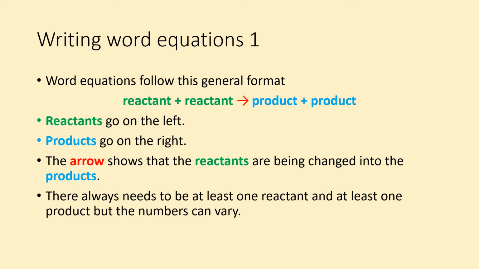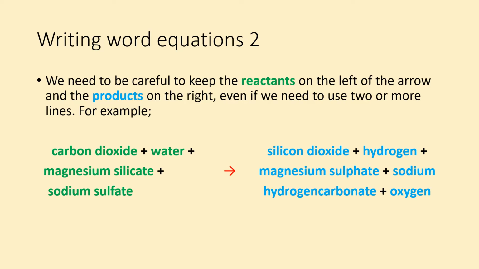So when you're writing a word equation, it follows this general format. You have reactants on the left, an arrow in the middle, and products on the right. The arrow shows that the reactants are being changed into the products. They're not the same thing, so we don't write an equal sign. There always needs to be at least one reactant and at least one product, but the numbers can vary. So I've got 2 here and 2 here, but it could be we've got 1, 2, 3, or 5 reactants, and the same deal for the products.